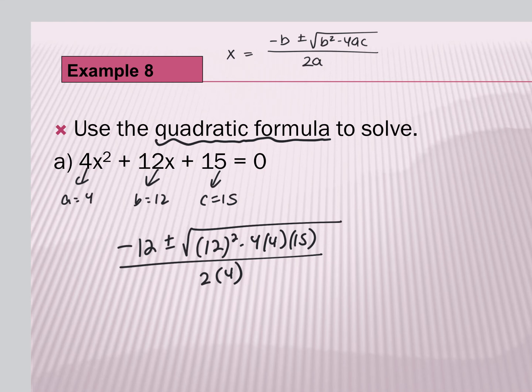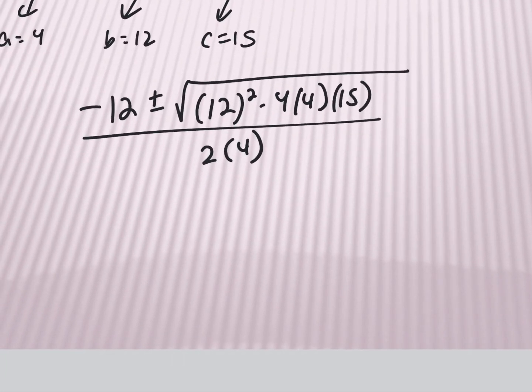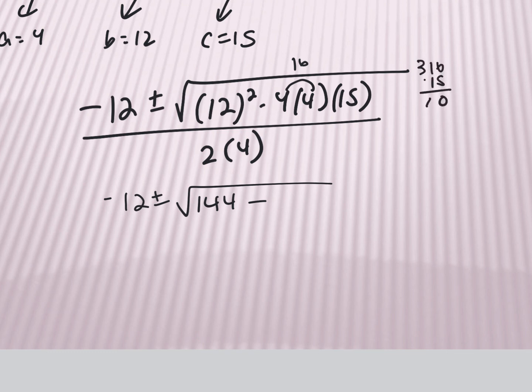Now what? 144. Good. Order of operations tells me to do that exponent first. 12 squared is 144. Minus, this would be 16 times 15. Right? 240. Over 8.